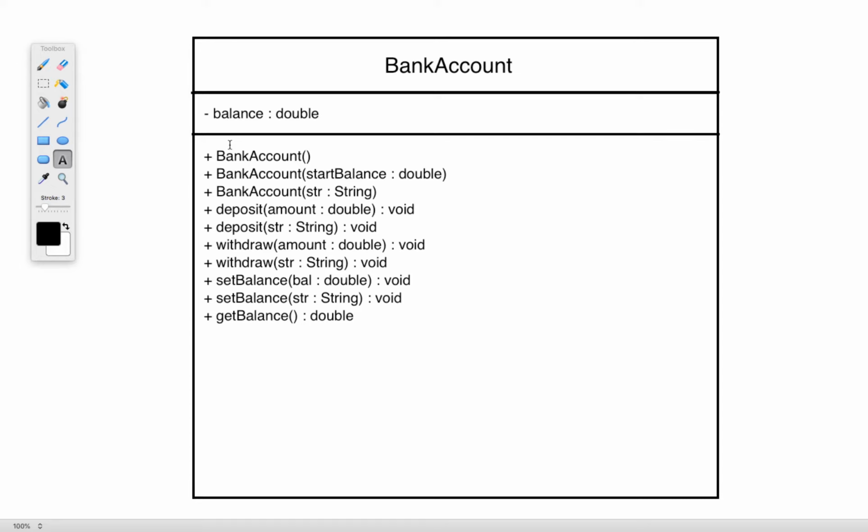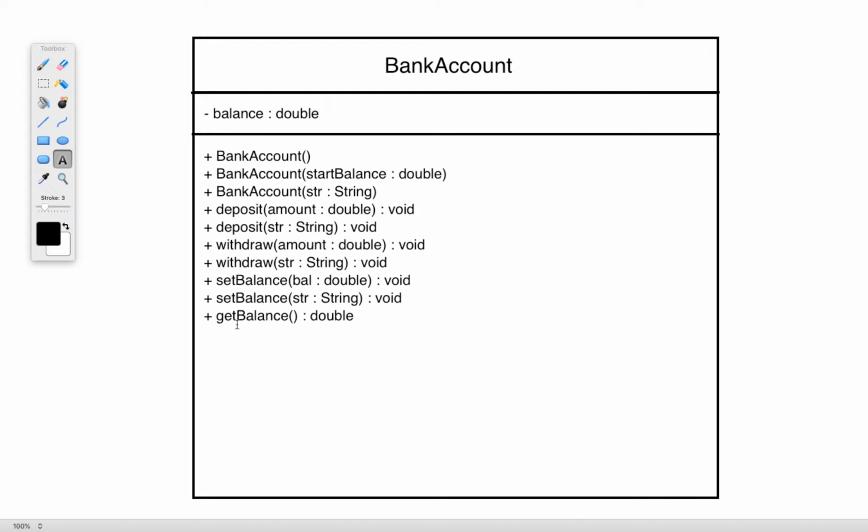So we have three different versions of our constructor. We have bank account three times. We then have this deposit method. There are two different versions of that, so you see that twice. Withdraw, we've got two versions of that. And then set balance, we've got two versions of that. And finally, we have a single get balance method.